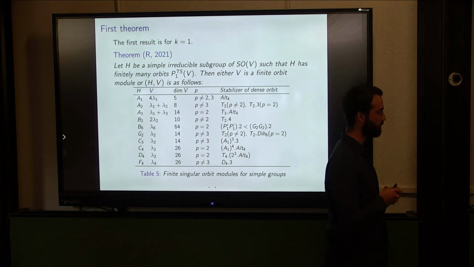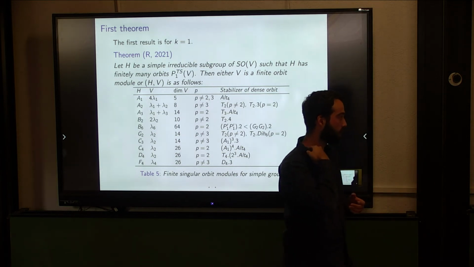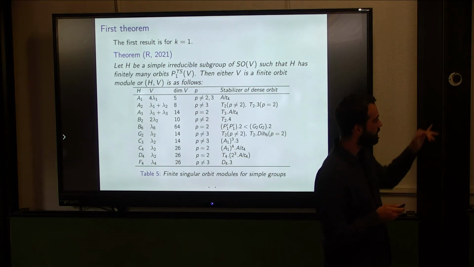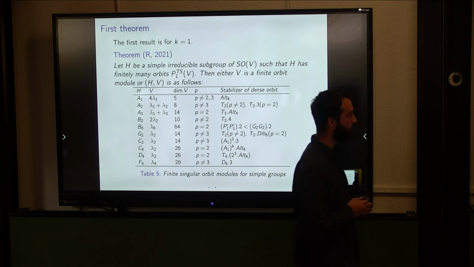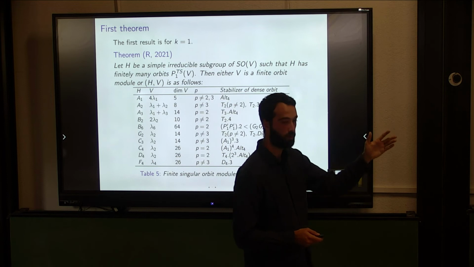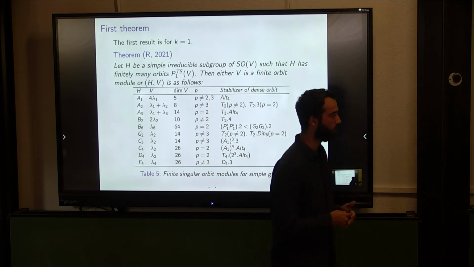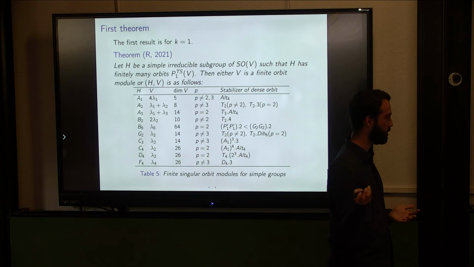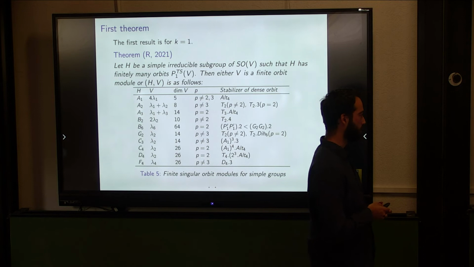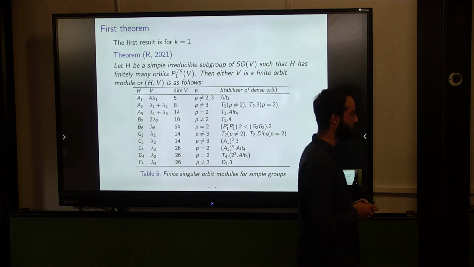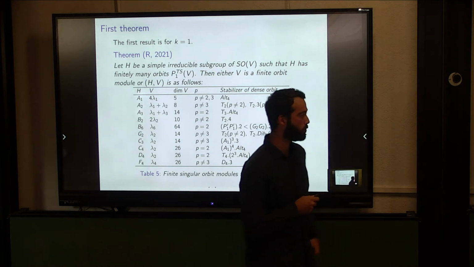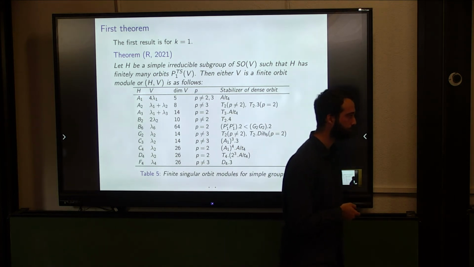So a similar type of result as before. Again, the very first line is the only case where the stabilizer of a dense orbit... I should mention that since we have finitely many orbits, we have a dense orbit. So here I'm giving you a stabilizer of a dense orbit, also called generic stabilizer. And yeah, we're going to see some examples. But you see here a nice selection of modules, where the largest one, for example, is the spin module for B6, which has dimension 64.